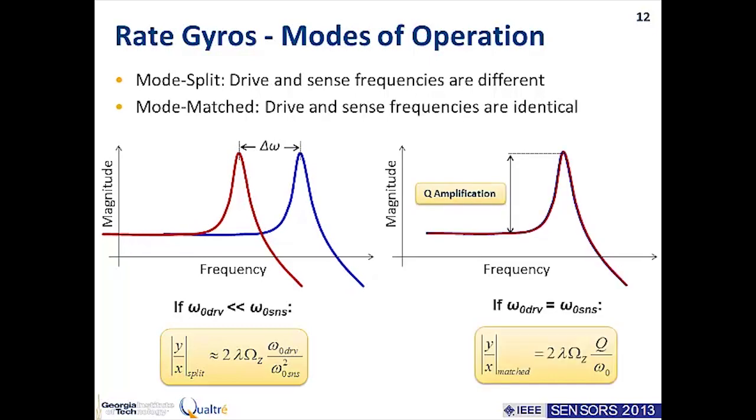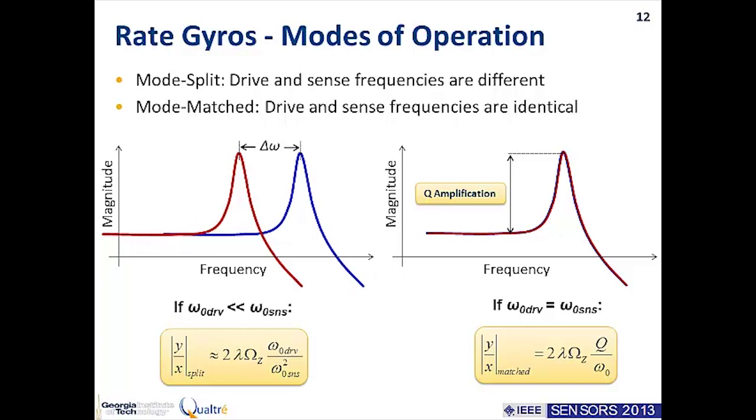The next type of operation is mode-matched gyroscopes, in which the two resonance frequencies are equal to each other. Then we get a great advantage from operating a gyroscope in this mode, because all the energy from our drive is going to get amplified by the quality factor of the sense. So, unlike this case, where if you have your drive frequency here, you're only going to get about this amount of displacement, in this particular case you get this 2 times higher effective transfer of energy.